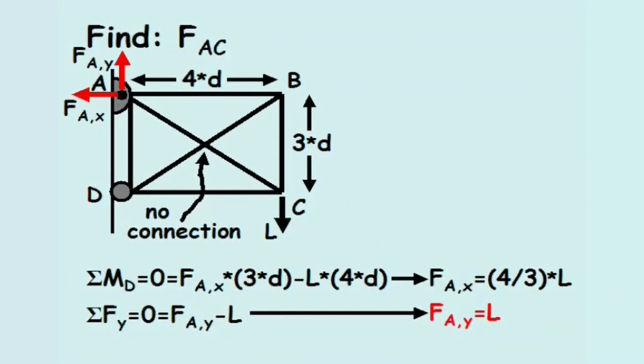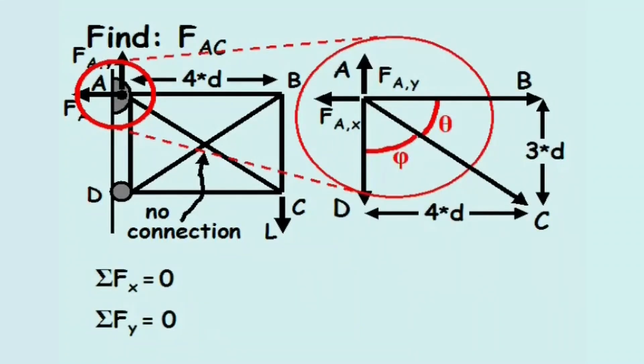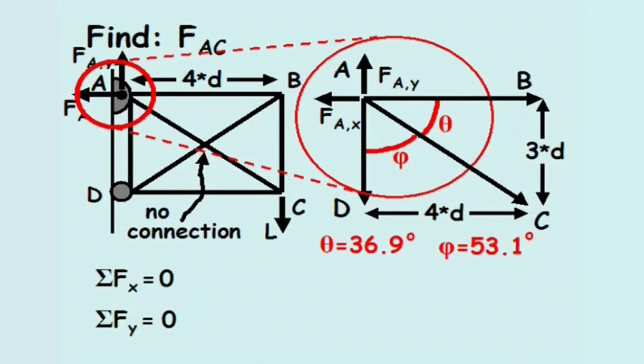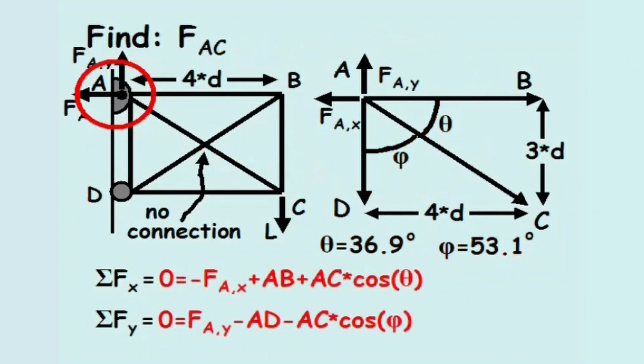By knowing these reaction forces at joint A, we're ready to compute the member forces at joint A. As with joints B and C, the angles theta and phi are calculated to equal 36.9 degrees and 53.1 degrees. After solving for the forces in each direction, we now have a linear system of 6 equations and 6 variables, each variable representing a force in a member.